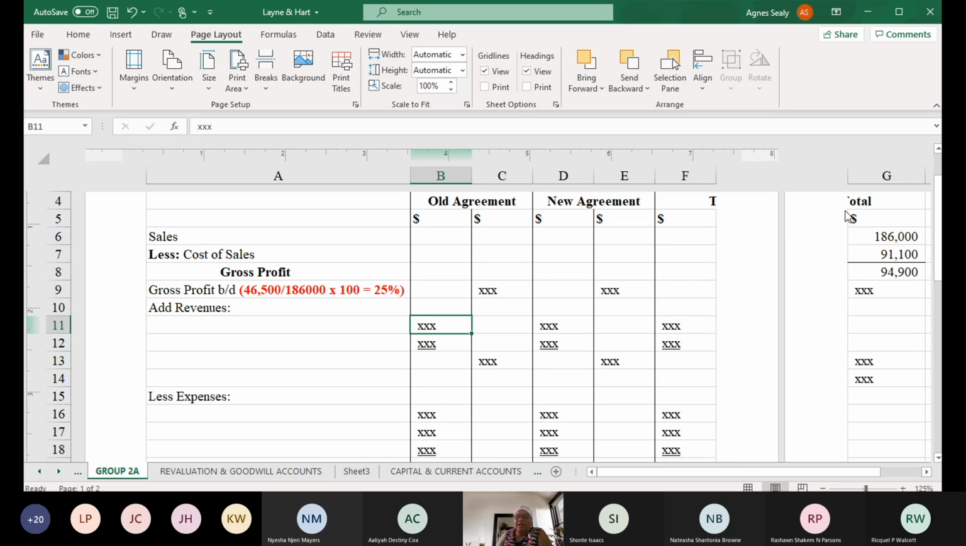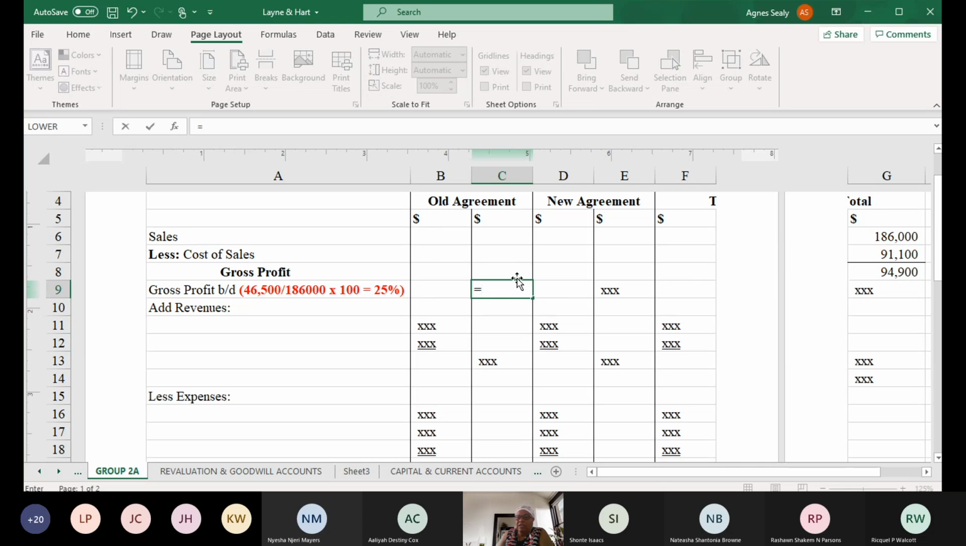So if 25% of the sales is under the old, that means that 25% of the profit is supposed to be under the old and the other 75% under the new. So therefore, that would be 94,900 times 25%, which is 23,725. And under the new, Mama had got that number, by the way.